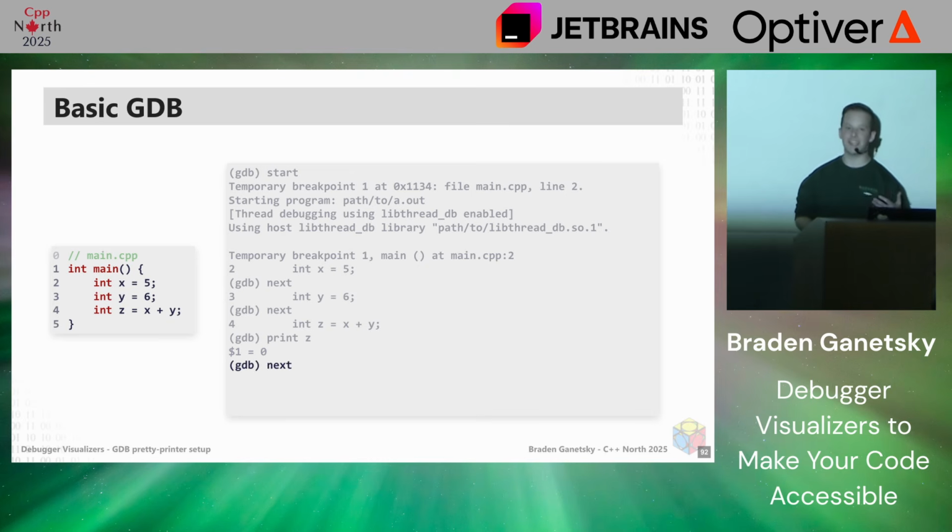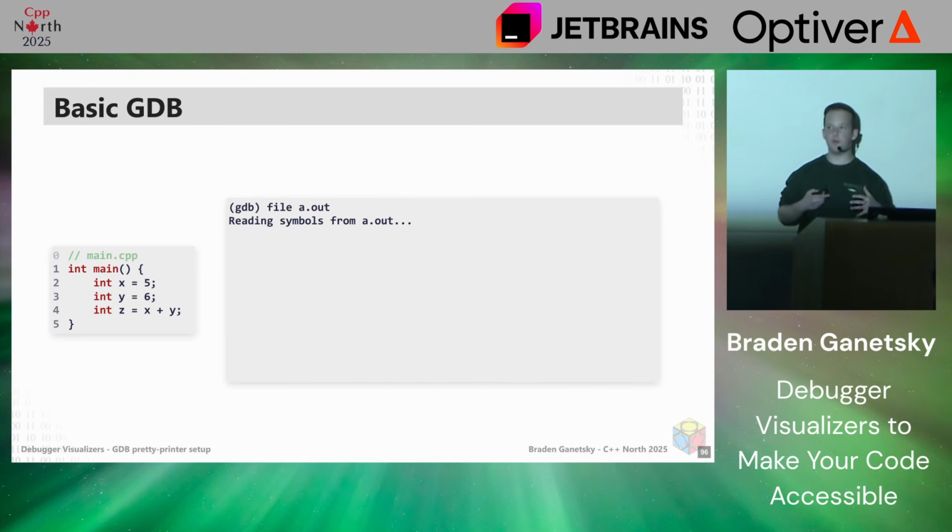So let's go next again, and now we are at the closing brace. But we haven't executed the closing brace, so we're still inside the function. And so let's print z, and we get 11. That's great, success. The problem is I don't want to use next until I get to where I want to go. I want to do that with a breakpoint.